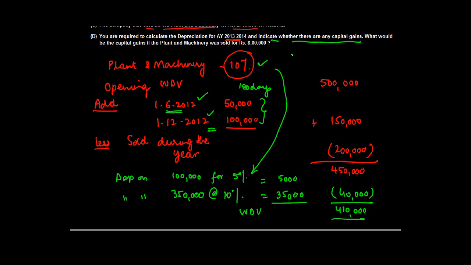The second question you were asked is to indicate whether there are any capital gains. Now we know that capital gain arises only if either all the assets are sold, which is not the case here, right? Or the sale consideration exceeds the total value of the block. Total value of the block was how much? 6,50,000. Sale consideration was 2 lakh. Hence there is no capital gain.